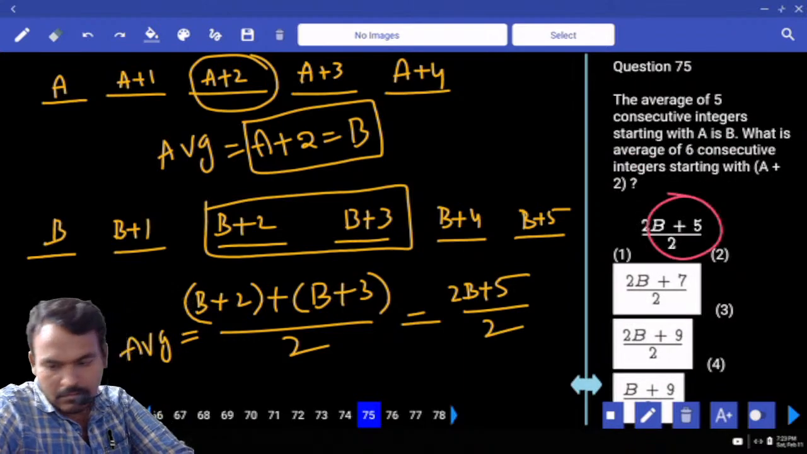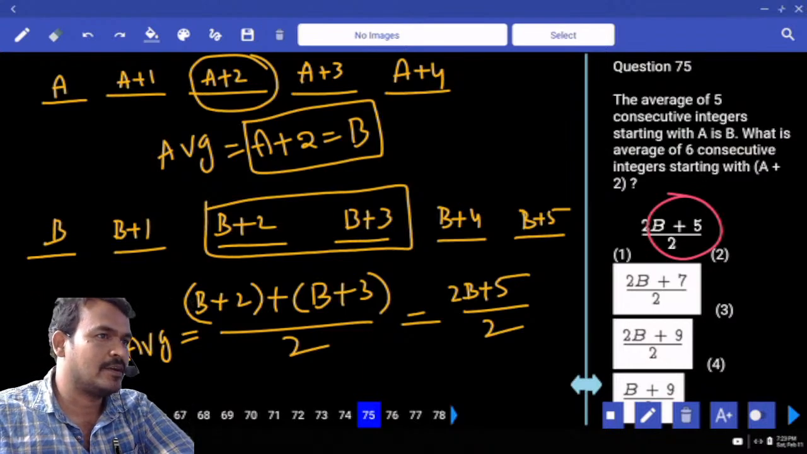Today's paper is a little bit lengthy paper, right?